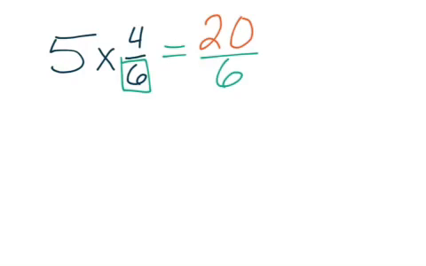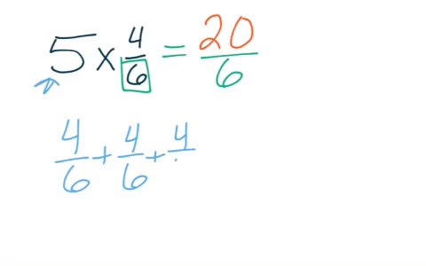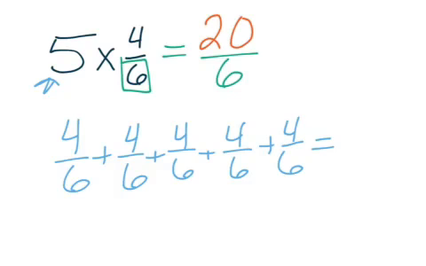Now again, I could use repeated addition to solve this problem. 4/6, and I would have it 5 times. That's what that whole number tells me. So 4/6 plus 4/6 plus 4/6 plus 4/6 plus 4/6, and then I'd have to add all of those 4s, and I have 5 of them, which is the same as multiplying: 4, 8, 12, 16, sorry, and 20. 20/6. And that's my answer.